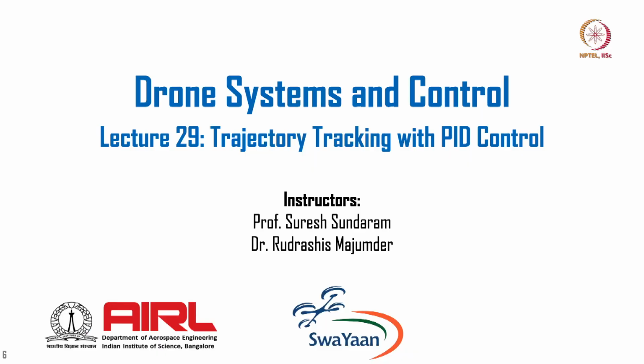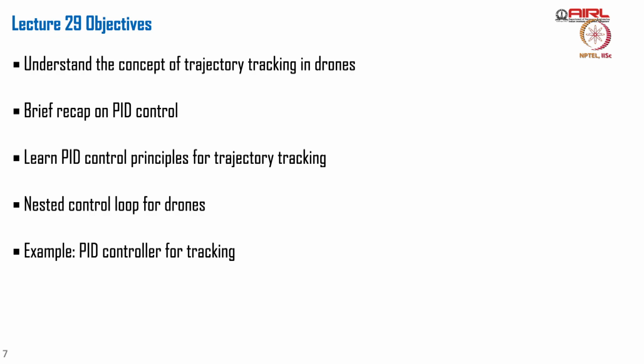What do we mean by that? We will see in this lecture. We will talk about the role of PID control. We will focus on the PID control principles separately for trajectory tracking. Then we will see the nested control loop for drones, the inner loop and outer loop, and the roles of the two different control loops for drone navigation and control. We will give some indicative examples, which will help you understand how a PID controller can be designed for trajectory tracking purposes.